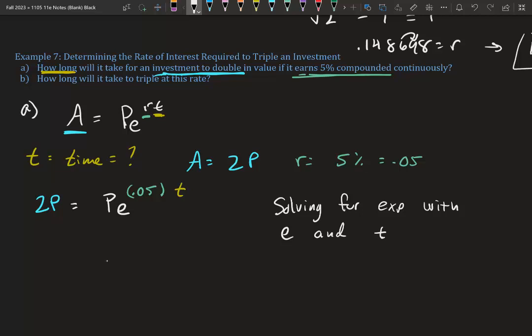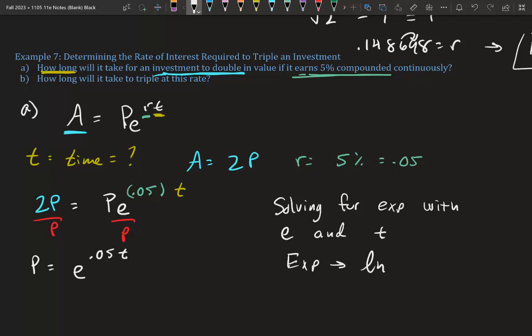When we're solving an exponent with e and t, we have to turn this into a logarithm. And because it's e, we switch it to ln. Remember, ln and e, those are the ones that go together because they're special. Before we switch it, though, we can start simplifying. Since there's no plus or minus between P and e, we can divide by P. So when we divide by P, we're left with 2 equals e to the power of 0.05t.